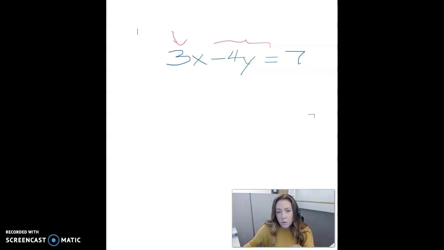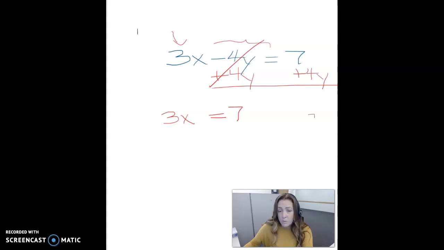So to move the 4y, since it's being subtracted, we're going to add it to both sides. So I'm going to add 4y. What that does is negative 4y and positive 4y cancel out. So we are left with 3x equals, and you can't really add these two, but you can put them side by side. You can even put the 7 first. It won't matter with addition. So 7 plus 4y.